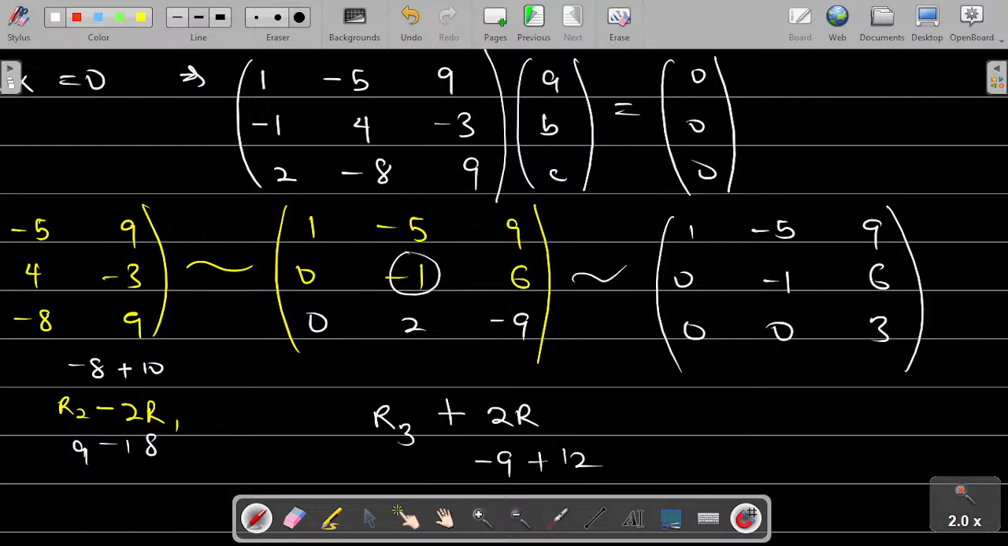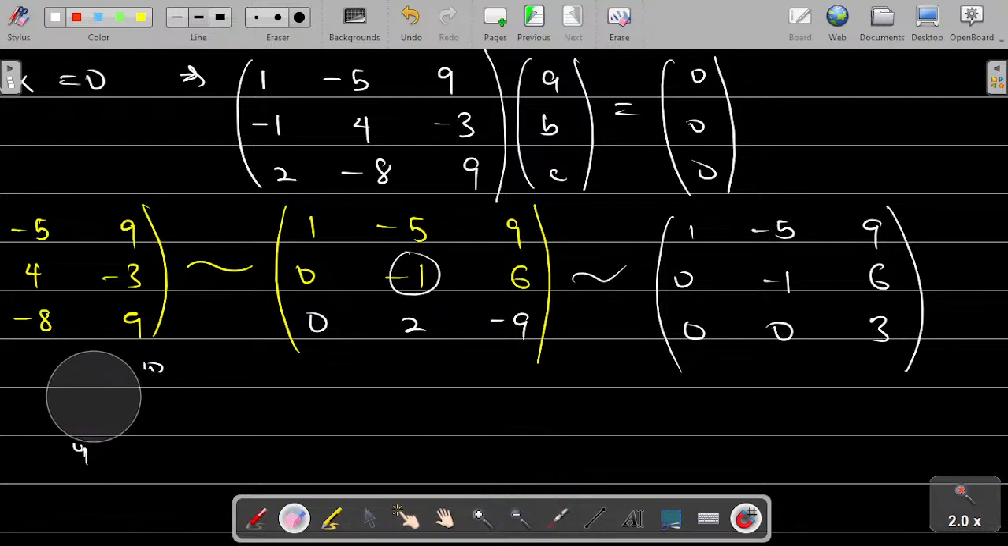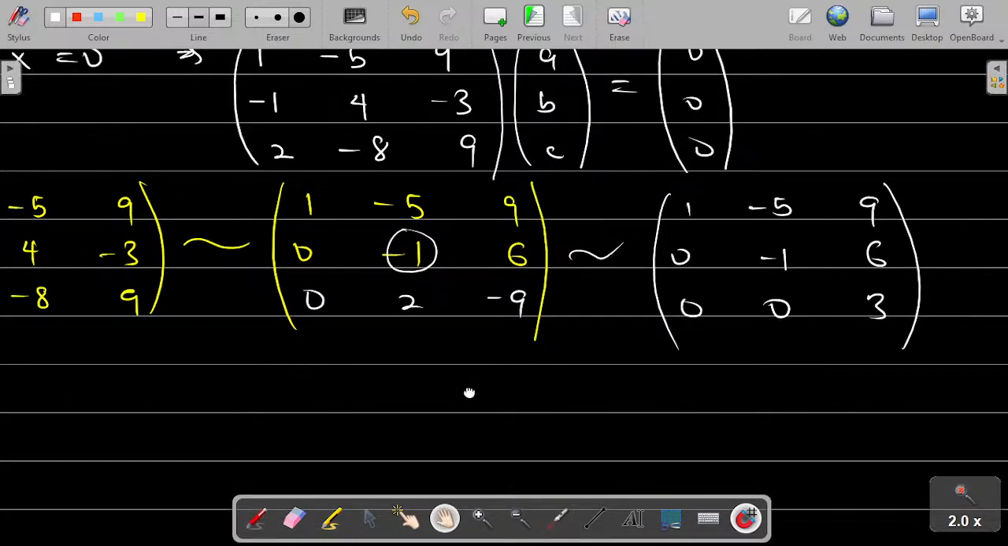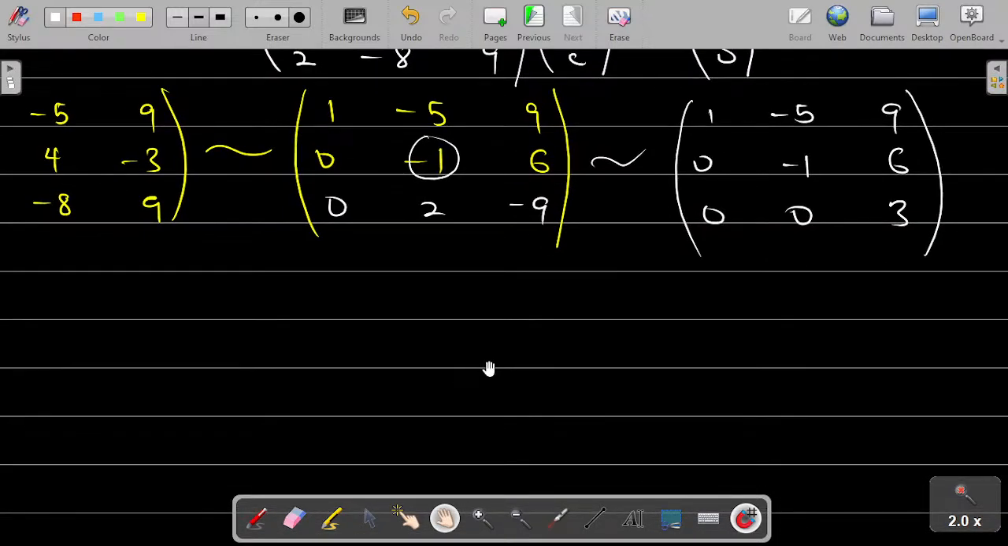Beautiful. So you can clearly see that all the columns have pivots, and that's very beautiful. So that means the basis is exactly the whole column vectors, while the dimension is equal to 3. Okay, so nothing serious here.